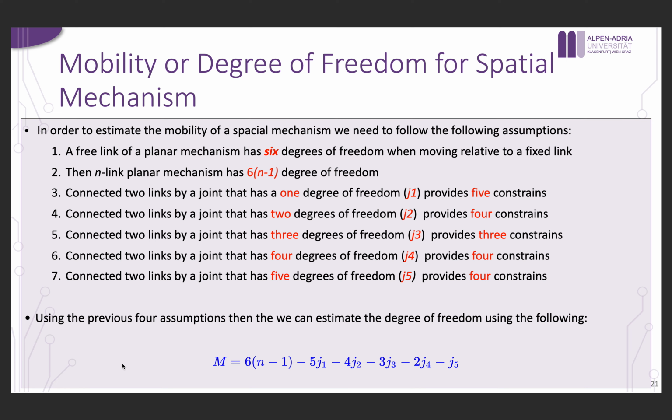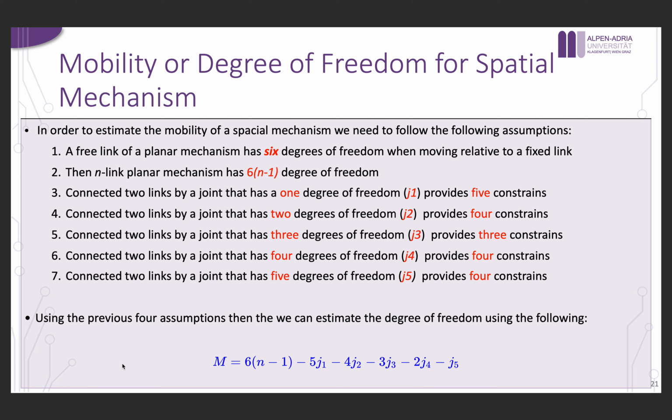Now, in the 3D world or 3D space, a free link at the beginning has 6 degrees of freedom. And these 6 degrees of freedom represent translating along X, Y, and Z, so it can translate along the three axes. And it can also rotate around the three axes, so it can rotate around X, Y, Z. So it has complete freedom in the 3D space, and this is why it starts with 6.